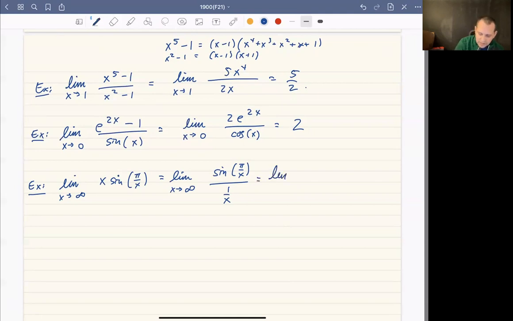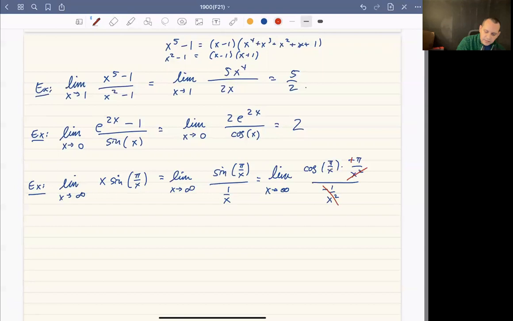So this is going to be the limit as x goes to infinity. And we're going to differentiate sine of pi over x. That'll give us cosine of pi over x times the derivative of pi over x, which will be negative pi over x squared. And then we're going to divide by the derivative of 1 over x. So that's negative 1 over x squared. And lo and behold, the negative 1 over x squareds are going to cancel. So what I mean by that is that the negative 1 over x squared here and the negative 1 over x squared there are going to cancel. Okay, so those are gone.